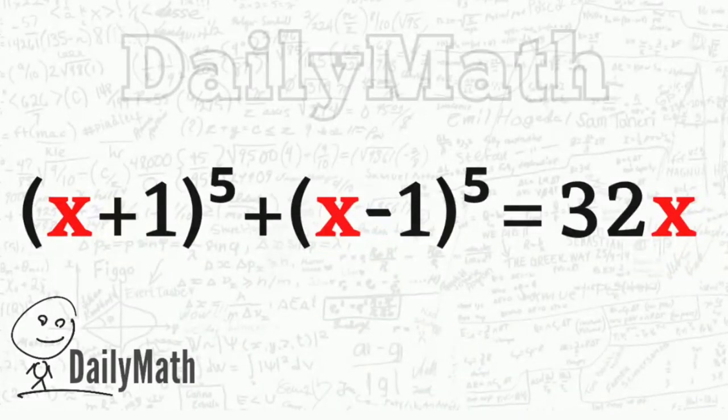(x + 1)^5 + (x − 1)^5 = 32x. You have to solve it for x. Give it a real try, then continue watching.